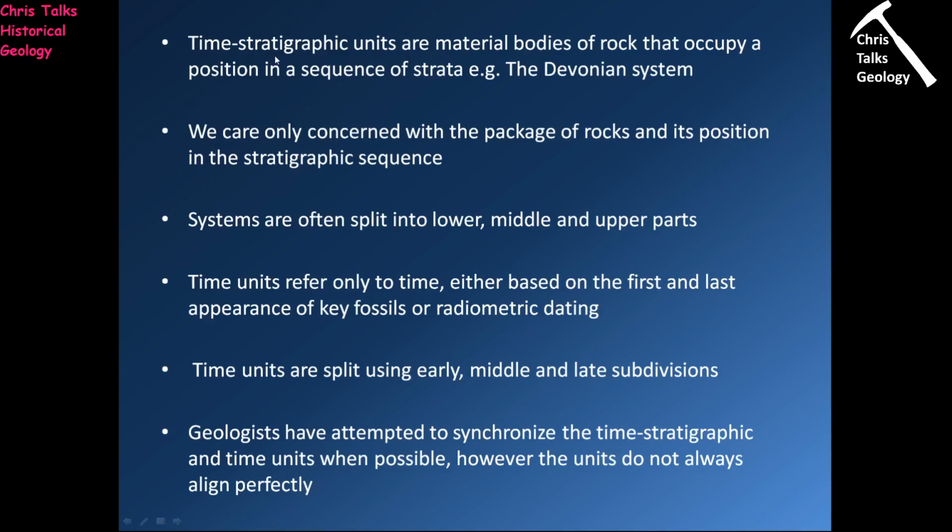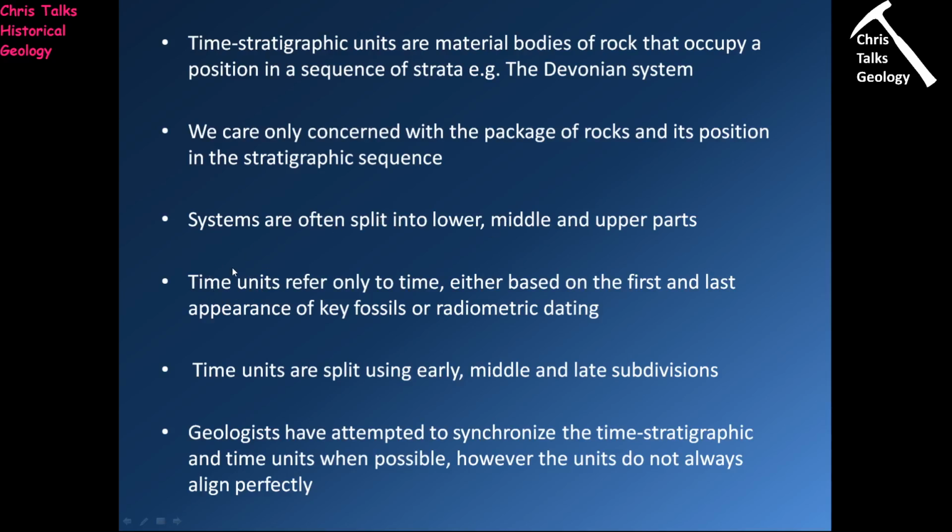So the time stratigraphic units are material bodies of rock that occupy positions in a sequence of strata. So the Devonian system is a bundle of rocks, and we know where it sits relative to the other systems in the geologic timescale. We're only really concerned with the package of rocks and its position in the stratigraphic sequence. As I said, the fossils were a secondary consideration. And so systems are often split into lower, middle and upper parts. So you would have the lower Devonian, the middle Devonian and the upper Devonian.